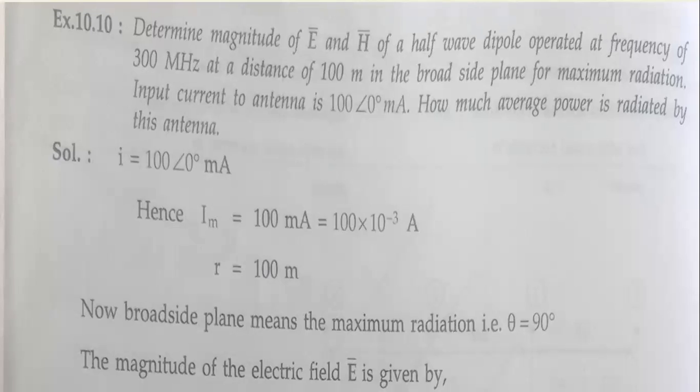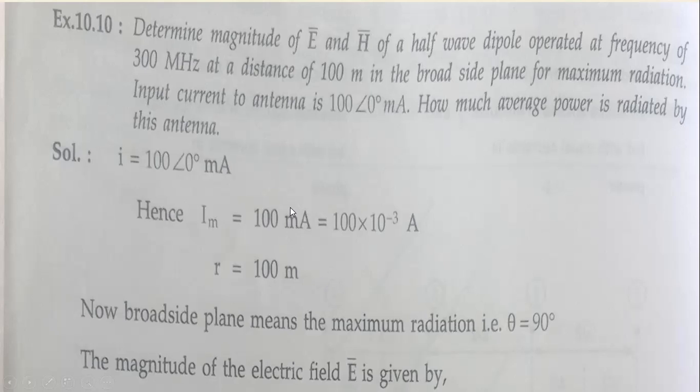Okay, so here we need to determine two magnitudes. One is the electric field, the other is the magnetic field of the half wave dipole. The frequency is given, that is 300 megahertz. The distance is given, that is 100 meters. And the current of the antenna is given, 100 angle of 0 degree. So we need to find the magnitudes of E and H. Just note down the given parameter: I is given as 100 angle of 0 degree. So the peak or maximum current is the 100 milliampere given.